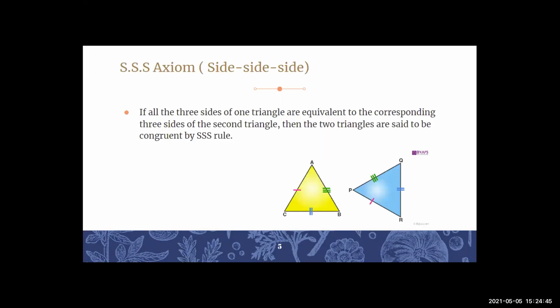First of all, we have the SSS axiom, which stands for side, side, side, and means that we have two triangles with all three sides equal, as we can see in the picture right here. This is the example for SSS axiom.